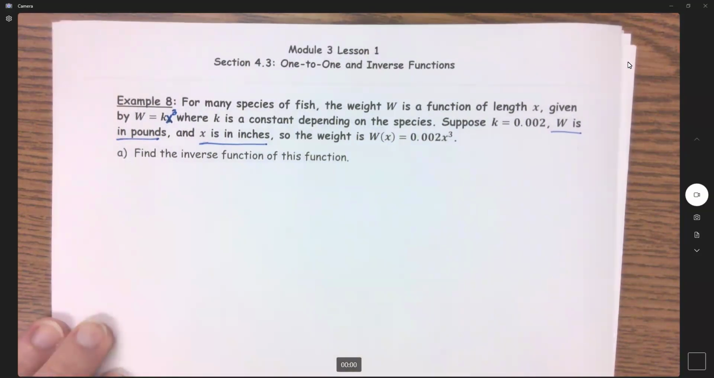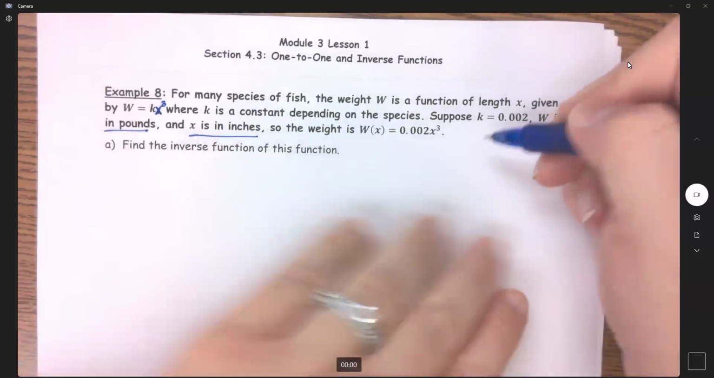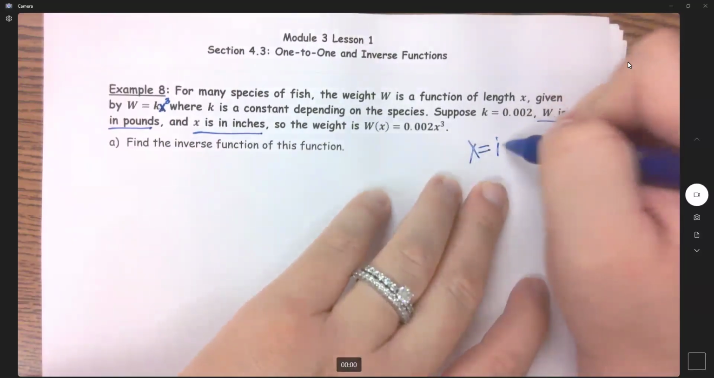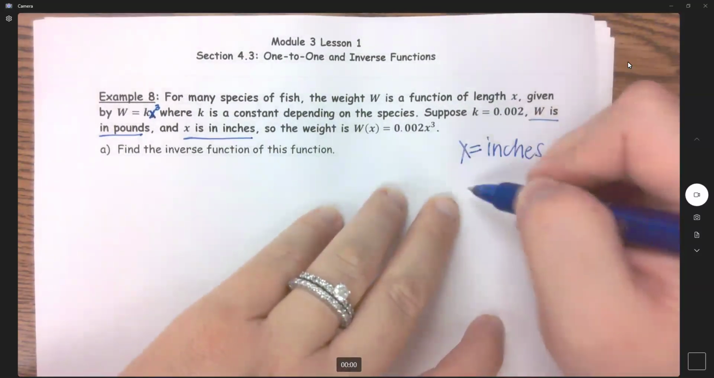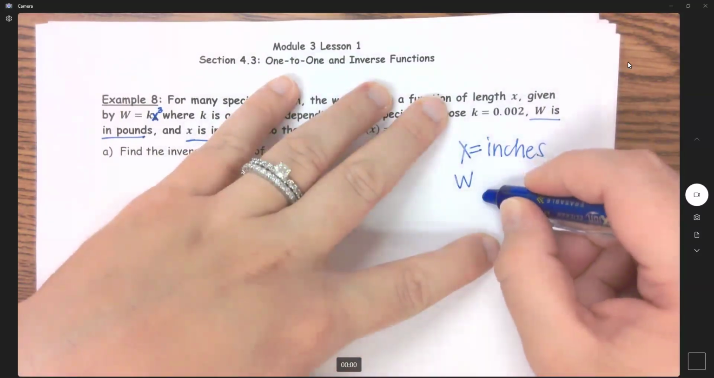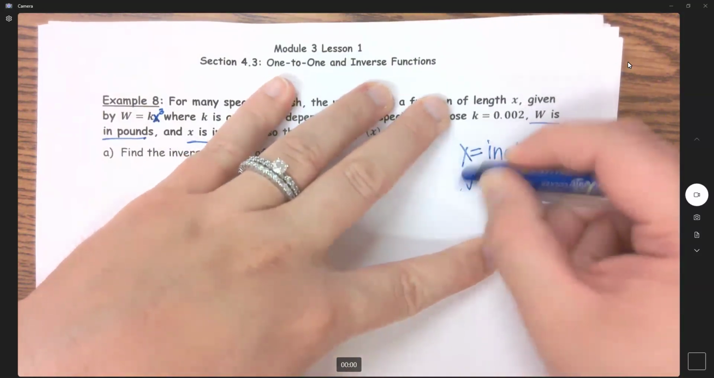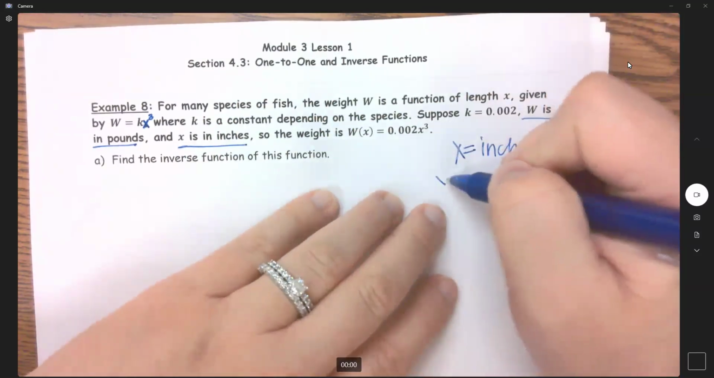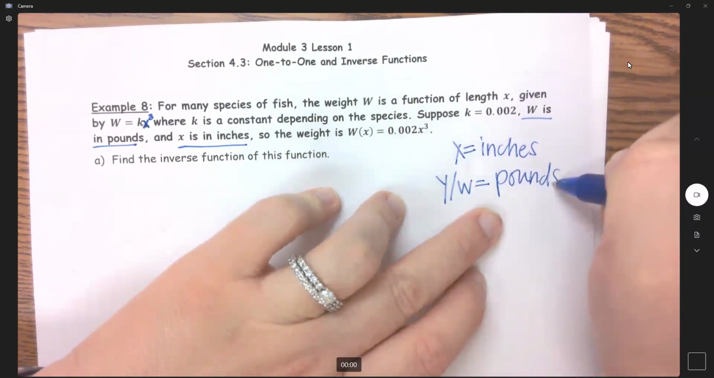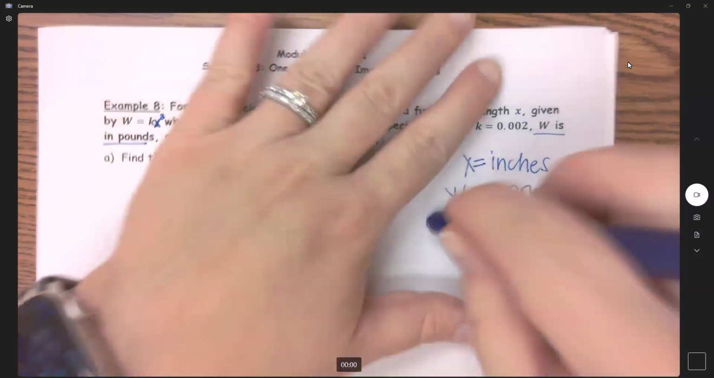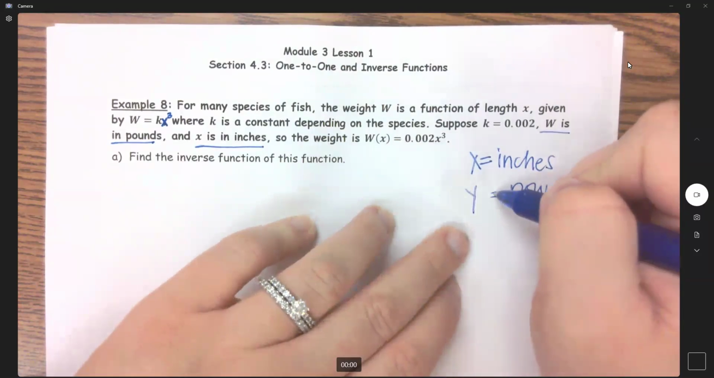Before we get into our parts A through D, what does everything represent? It tells me right here that my x is in inches, so x is talking about length. And my W, or my y, is in pounds. Let's just go y, right? My y equals pounds.